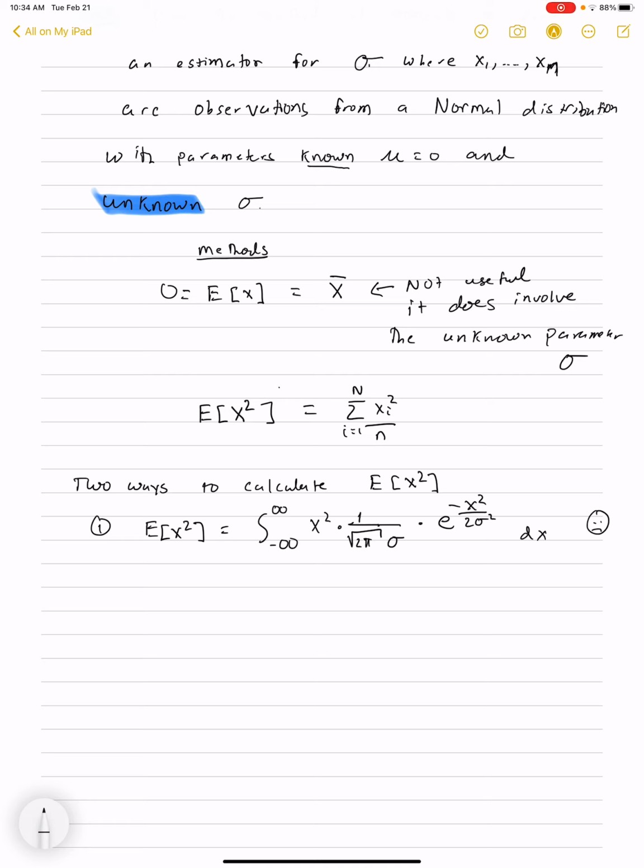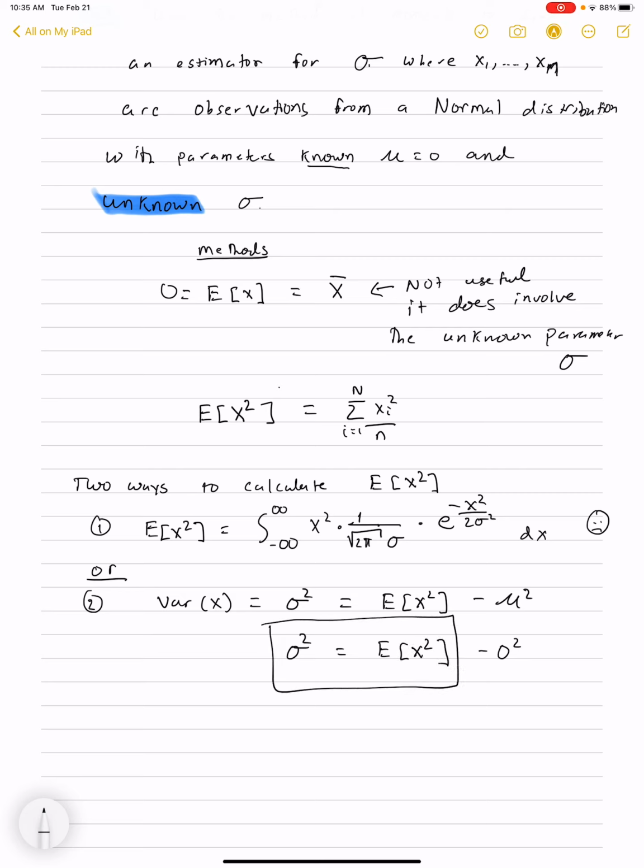It can be done, but here's another way. The variance of a normal distribution is sigma squared, and that's calculated as E of x squared minus the mean squared. Well, the mean here is 0. So this just says E of x squared is equal to sigma squared. And there we go. We could use the theoretical properties.